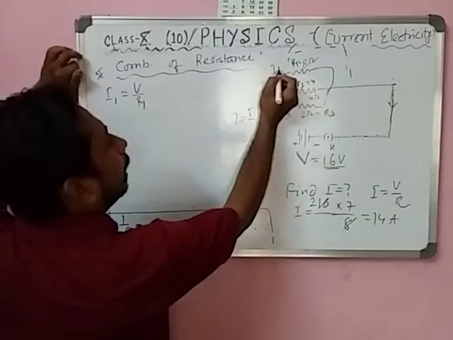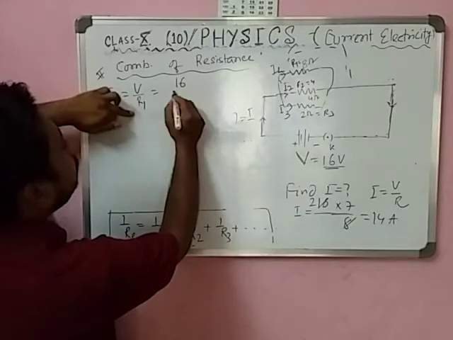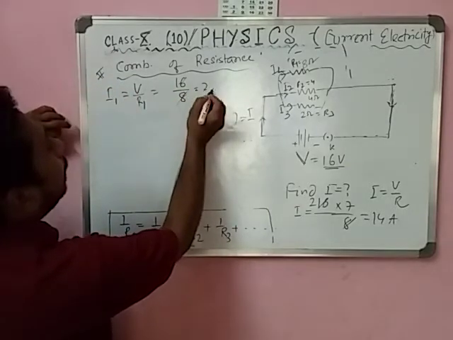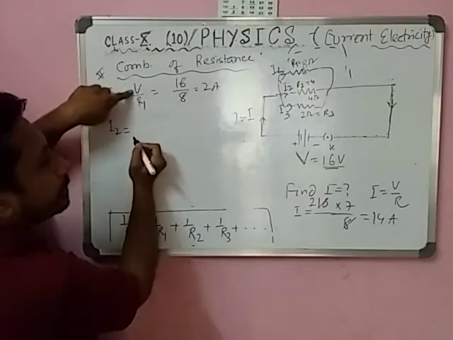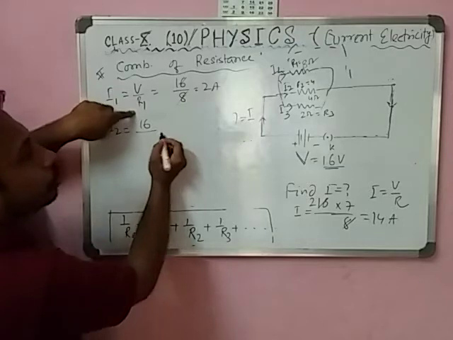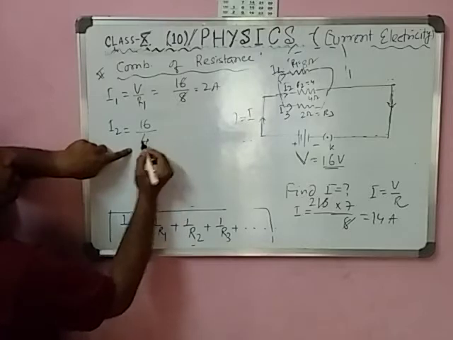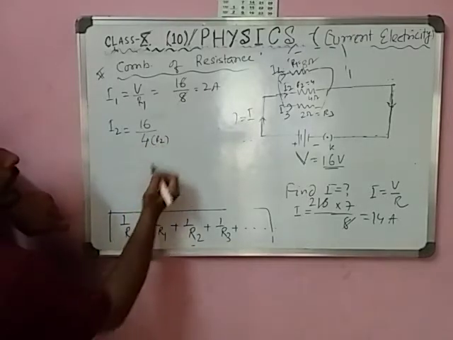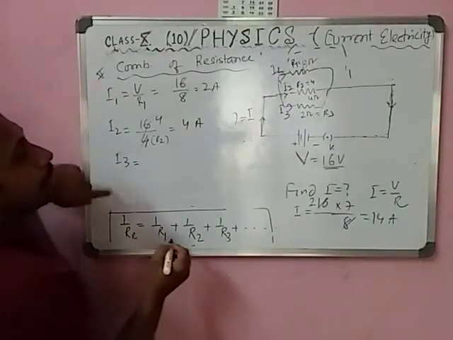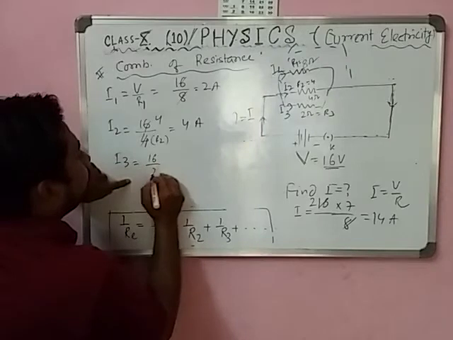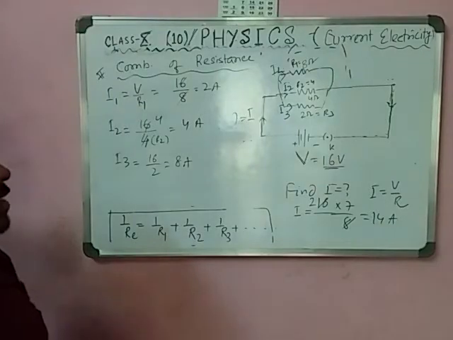So I1 flows through R1. V means 16, R1 means 8. So 16 by 8 gives 2 ampere. If you want to find I2, then the voltage remains the same, 16 volt, and R2 is 4. So 4 4s are 16, so 4 ampere. I3 means R3, which is 2. So 16 by 2, so 8 ampere.